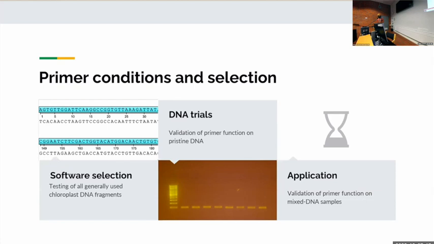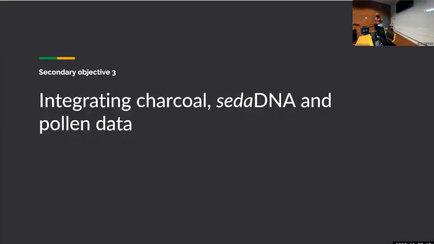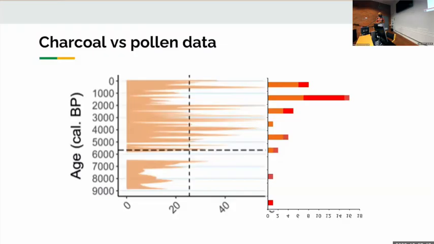The next step would be the application of those primers to mixed DNA samples to see how specific they really are. Then afterwards, of course, begins the testing of samples and all that. The final chapter of the thesis would be an integration of charcoal, sedimentary DNA, and pollen data. So initially, here is a very quick mock-up of what integration looks like.